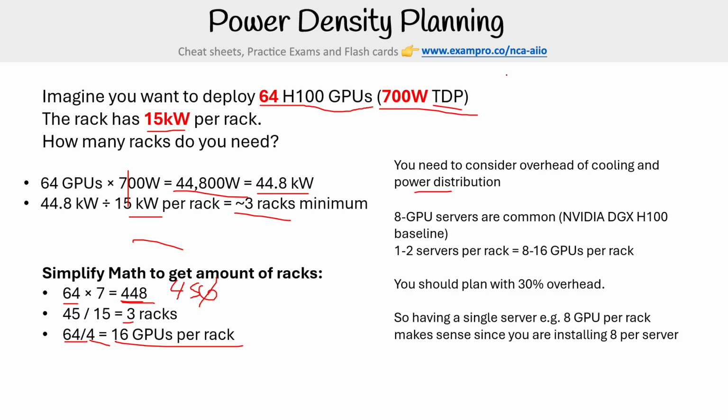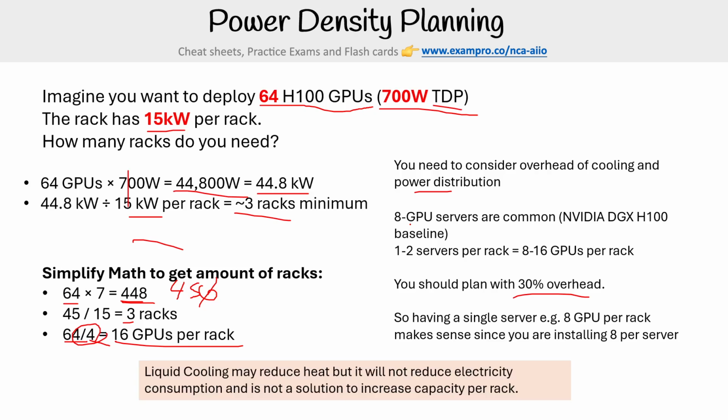And so you should plan with an overhead of 30%, right? And again, that's why we brought in another rack here, so that's why it's okay. So having a single server, 8 GPUs per rack, makes sense since you are installing 8 per server, okay? Liquid cooling may reduce heat, but it will not reduce electricity. I keep repeating this constantly because this will help you on your exam. It will not reduce the electricity usage. This is not a solution to increase capacity per unit. Okay, it's not going to deliver more electricity. That's a separate thing.